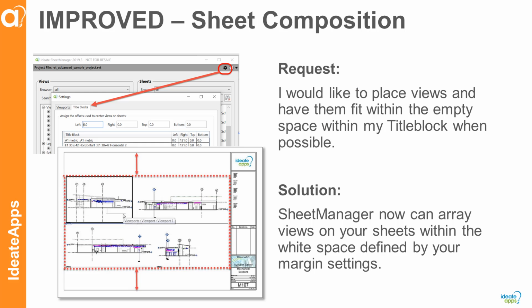Ideate Sheet Manager has now made the placement of views on sheets less tedious and expeditious. With the latest release of Ideate Apps, users now have the option to define where the view lands on a sheet by defining the left, right, top, and bottom offsets from the edges of title blocks. When views are placed on a sheet, they will either be arrayed within the empty space on the sheet, or they will be placed along the top of the sheet when other views are already present.